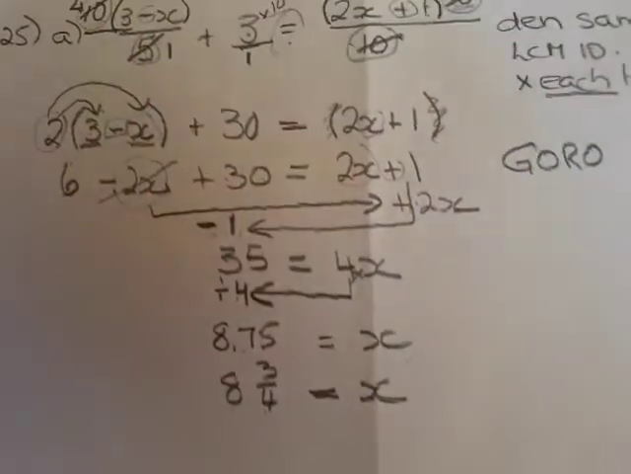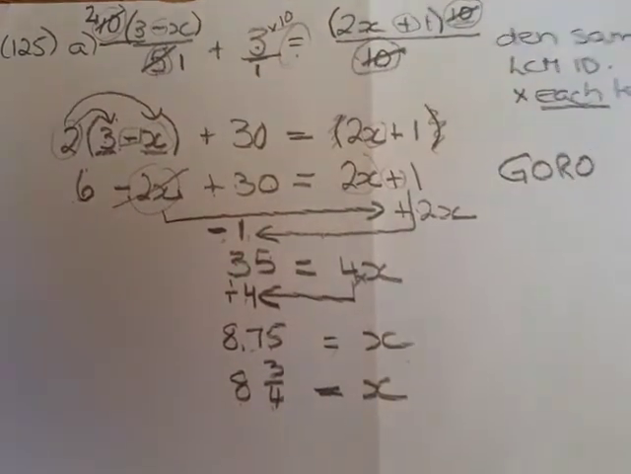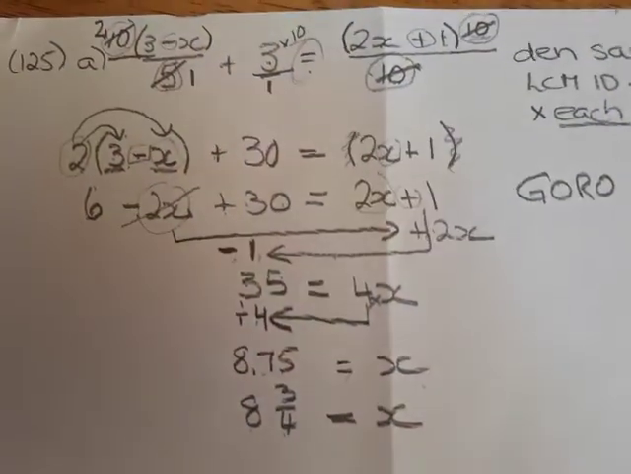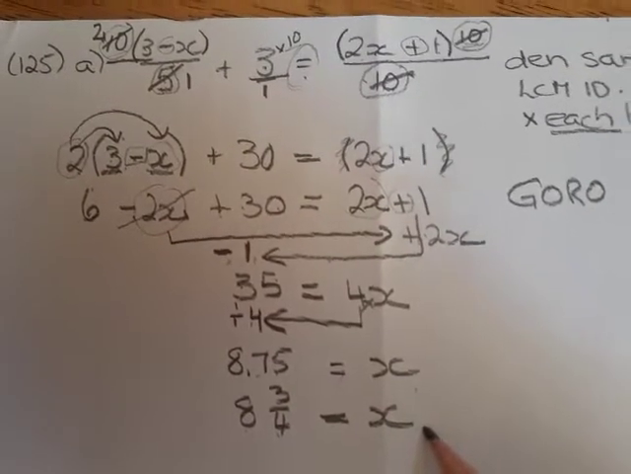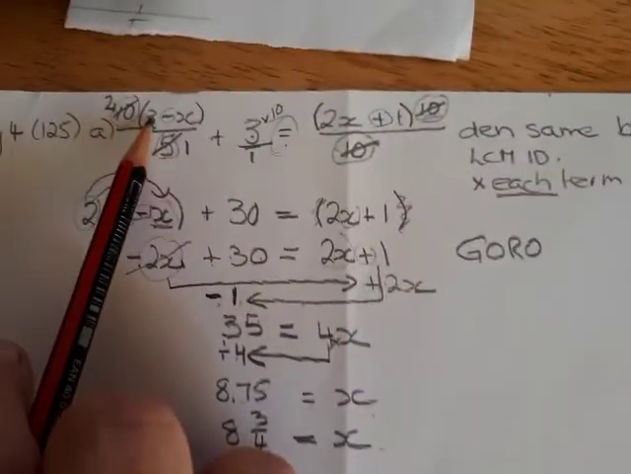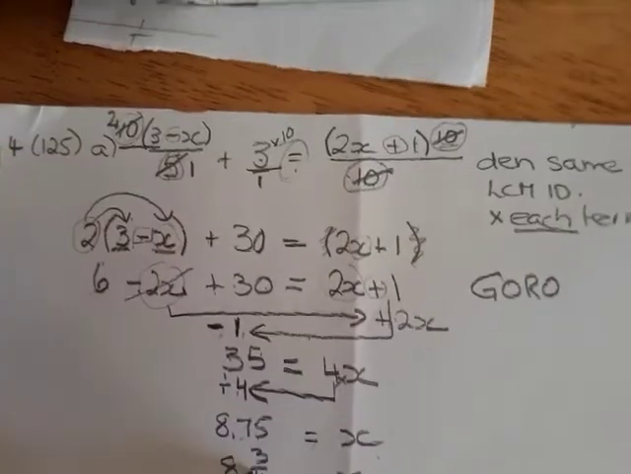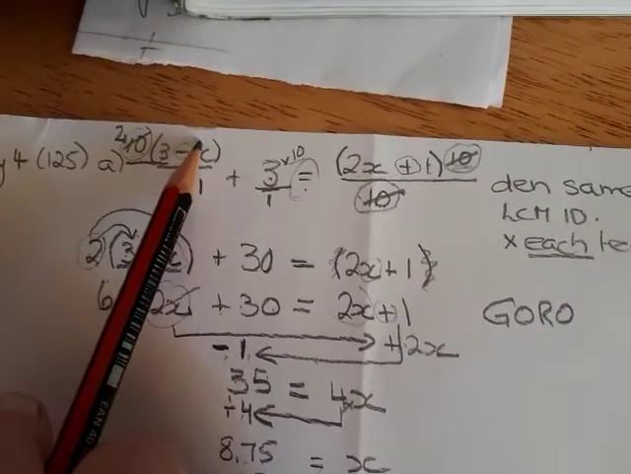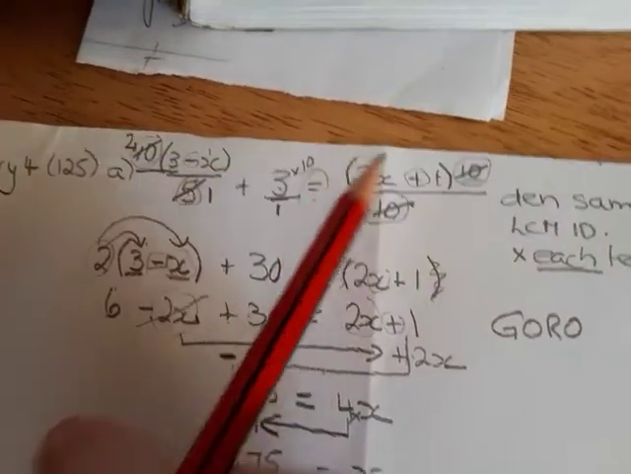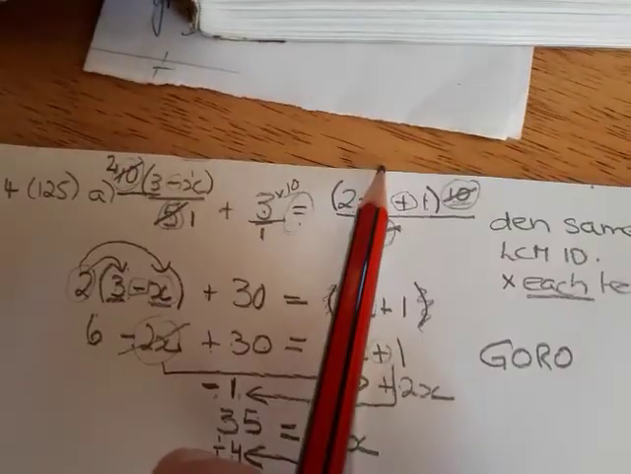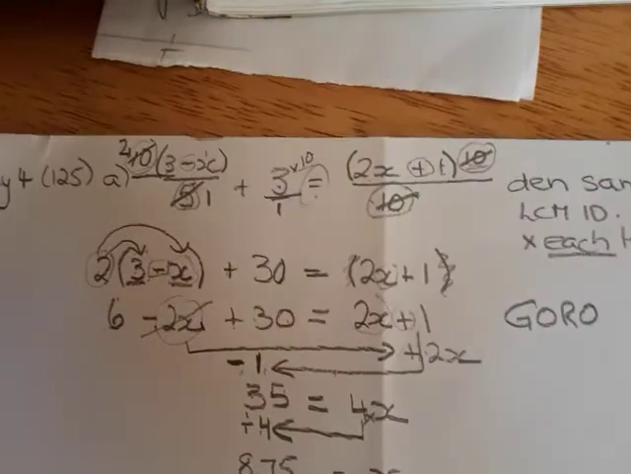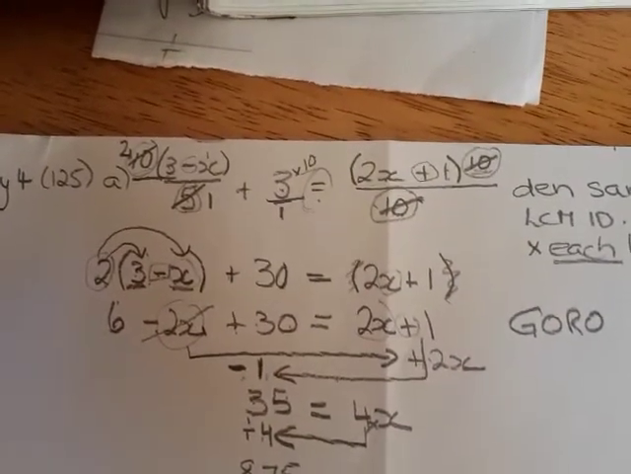Now remember, we can do for all of these, we can do a check. I'm not going to shoot a video on this, people. I want you to just simply do it yourself. Go back to the original fraction, put 8.75 into the place of the x's, calculate your left-hand side, calculate your right-hand side, and check whether those two sides are equal in value.